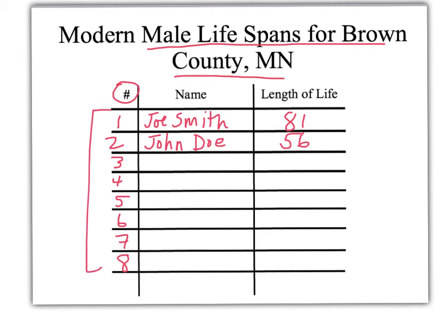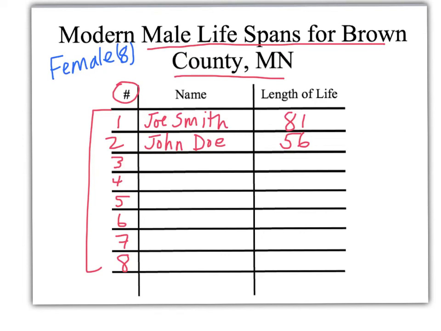You're also going to do this with females as well. 8 females is what you're going to be looking for. Same data, name and length of life, but for females as well as males. So when you're done and prepared for class, for doing your homework, you're going to have 2 data tables like this, one for males, one for females.